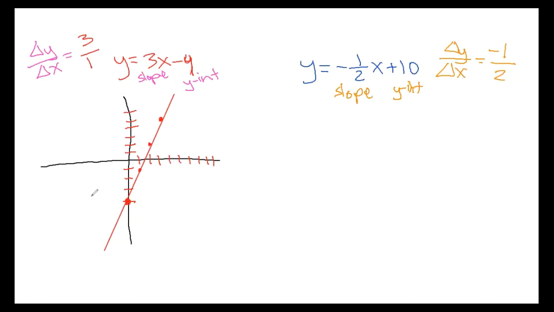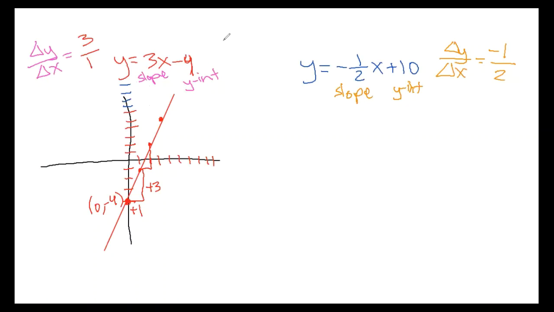So our coordinate is 0, negative 4 for our y-intercept, and our slope triangle shows that our change in y is positive 3 and our change in x is positive 1. Now that we graphed our first equation, we're going to graph our second equation. And 10 is our y-intercept, so I think I have to go a lot higher. 1, 2, 3, 4, 5, 6, 7, 8, 9, 10.